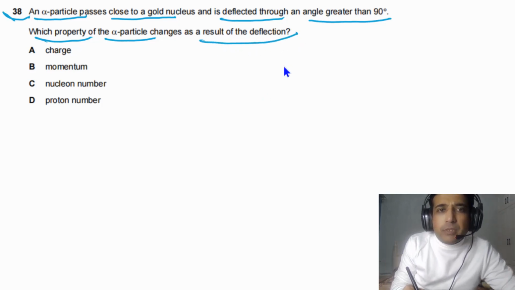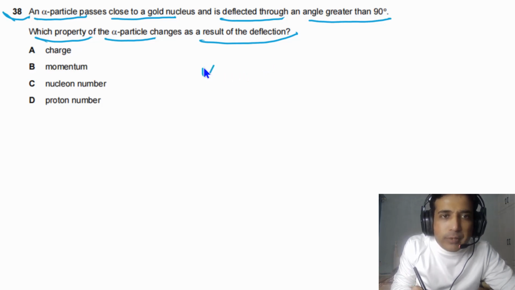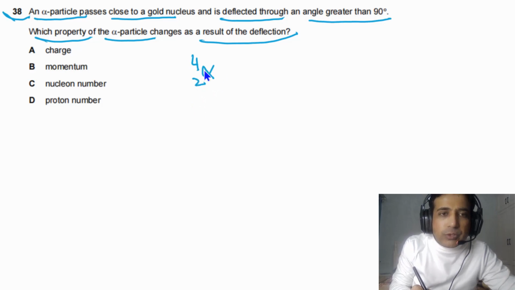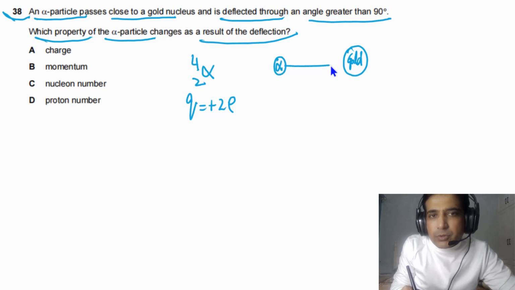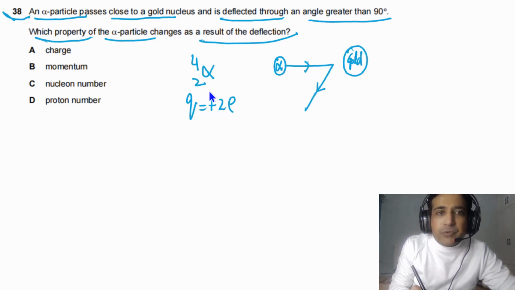So first of all, let's try to understand a little bit about alpha particle. Alpha particle has 2 protons and it has 2 neutrons. So we can say the charge on alpha particle is plus 2e. So when this alpha particle deflects, you can imagine that here we have gold nucleus. So this is gold nucleus. Let's say this one is alpha particle and this is coming. When it approaches close to this one, it deflects by angle greater than 90 degrees. It goes this way. So in this case, charge will not change.